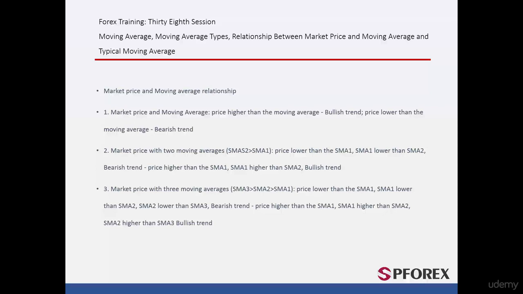3. Price with three SMAs. SMA3 is greater than SMA2, which is greater than SMA1. If a price is under SMA1 while SMA3 is the highest one and SMA2 is over SMA1, then the trend would proceed downward. If a price is higher than all of them and SMA3 is the lowest while SMA1 is above SMA2, then an uptrend would be more presumptive.